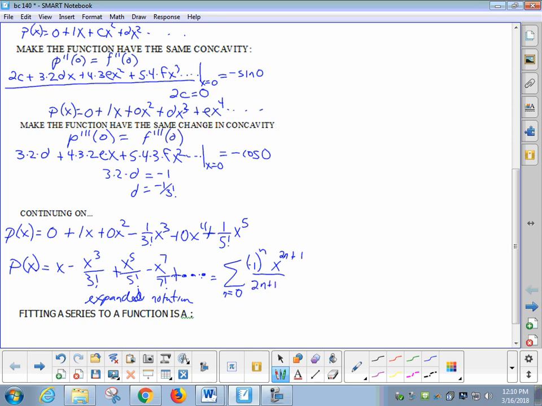What about the denominator? 2n plus 1 factorial. Is that okay? No, it's not okay. It needs to be in parentheses. Otherwise you're saying plus 1 factorial, not the whole thing. Okay, now then, fitting a series to a function is called a Taylor polynomial. After this Englishman, Taylor.